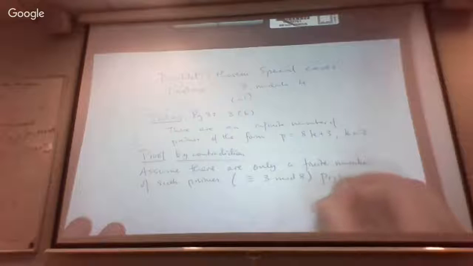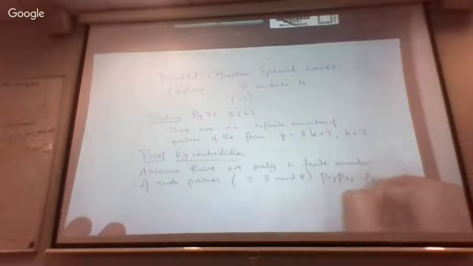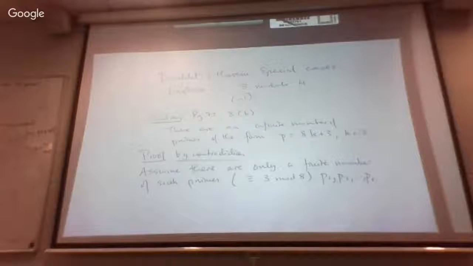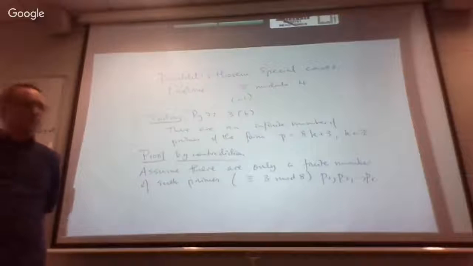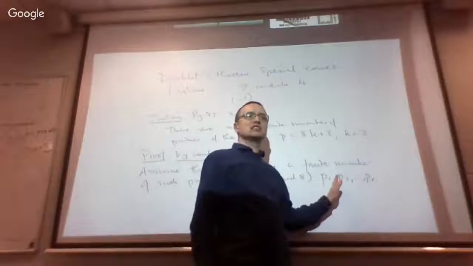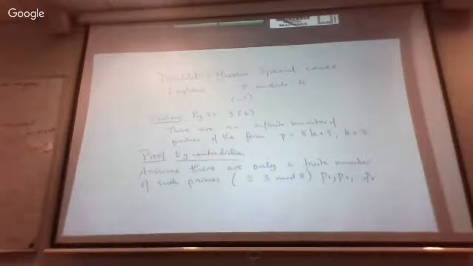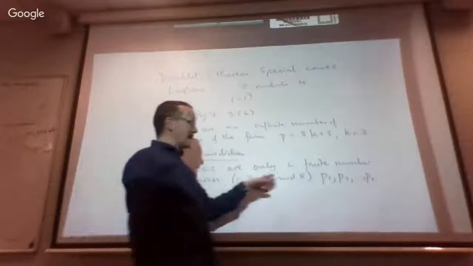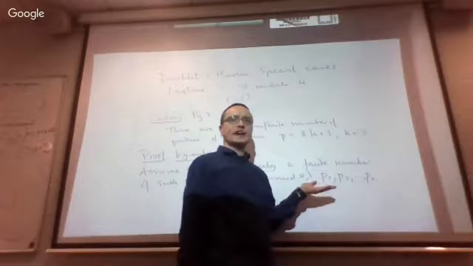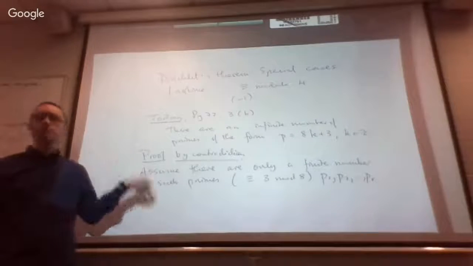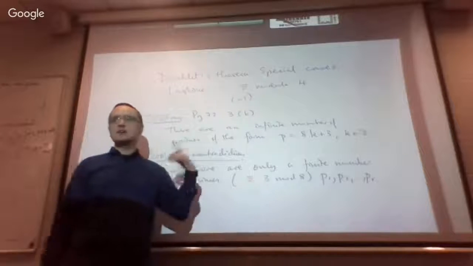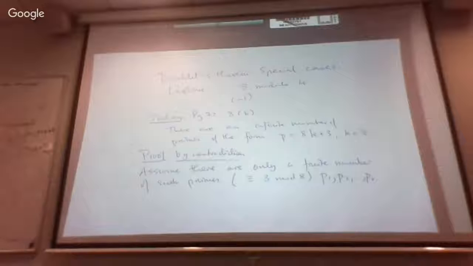We'll call them P1, P2, up to PR. So they're all congruent to 3 mod 8, and there's a last one. So this is all of them. The assumption doesn't fall down as a contradiction straight away, because we know there are some primes of this form. 3 is a prime of this form, 11 is, 19 is. So it's not obviously wrong to make that assumption.